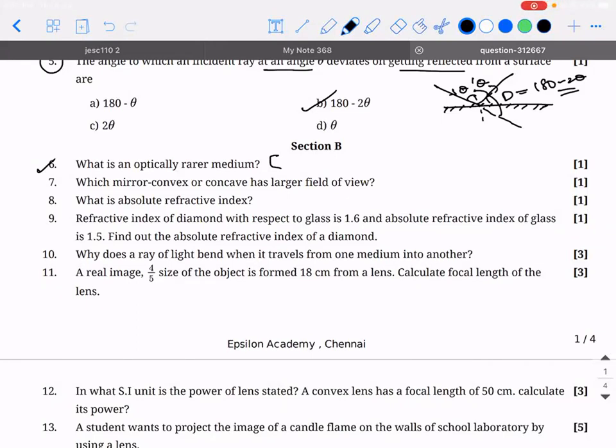Okay. Next. 7th one. Which mirror, convex or concave, has larger field of view? Let me explain what the field of view is. Suppose you are going in a car, and you're trying to observe the bus behind you through a rear view mirror, which is showing the back end. If you look at the rear view mirror, what kind of mirror is used there? Is it concave or convex?